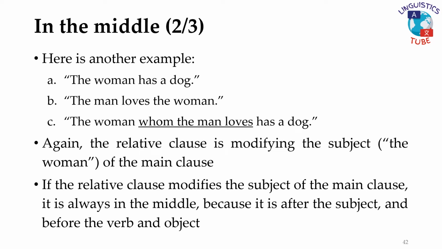So, regarding the position of the relative clause, we can conclude that if the relative clause modifies the subject of the main clause, it is always in the middle of the sentence. This is because it must be directly after the part of the sentence that it modifies, which here is the subject. Thus, it must be after the subject and before the verb and object.